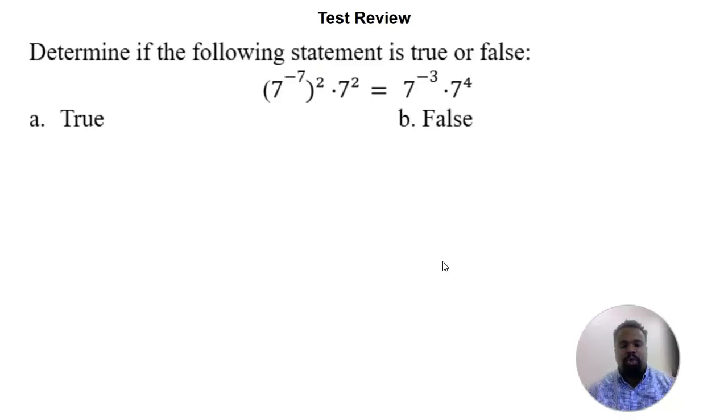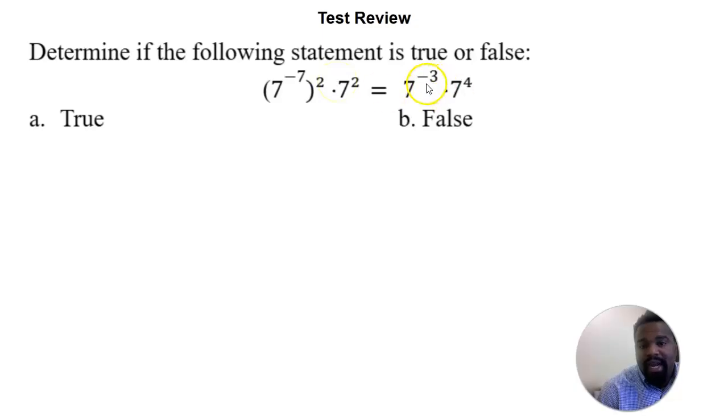Determine if the statement is true or false. So let's take a look. Let's look on the left side. All right, we got power of a power and then product of power. So power of a power, -7 times 2 is going to give you -14. And then -14 plus 2 is going to give you -12.